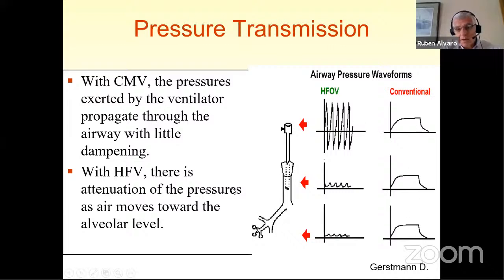As you can see here, the pressure and the swings that you see in the proximal airway are completely attenuated by the time you get to the alveoli. So when you look at the pressures and the parameters that you see on the ventilator and those numbers that show in the machine, those are not the numbers that the alveoli is seeing. Those are only the numbers seen in the tracheal tube or the trachea.